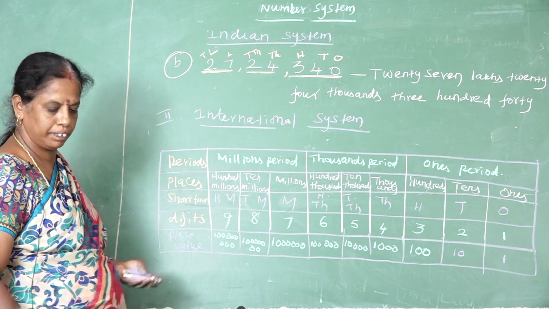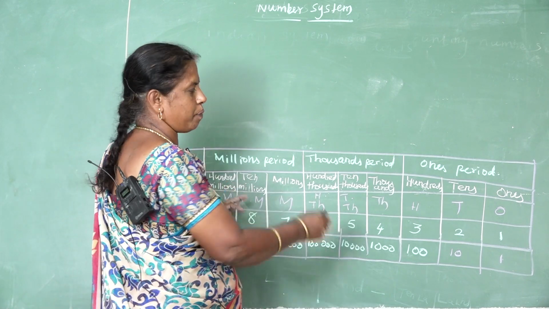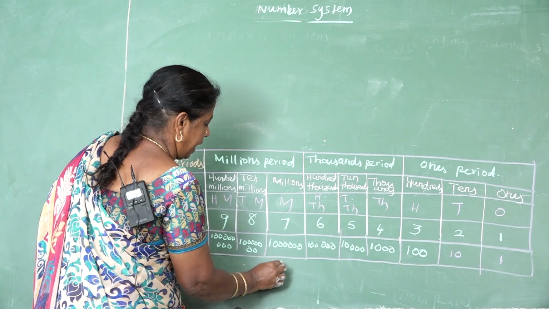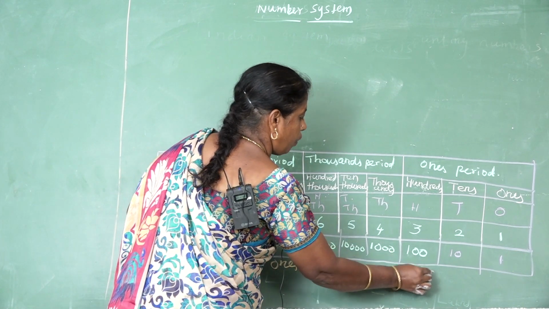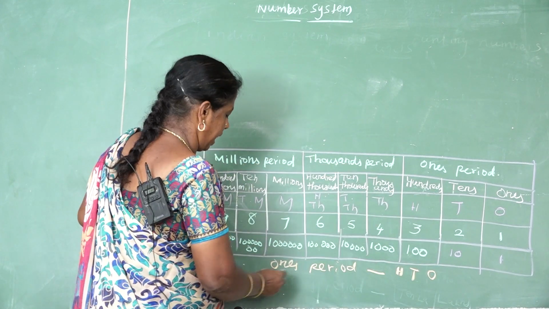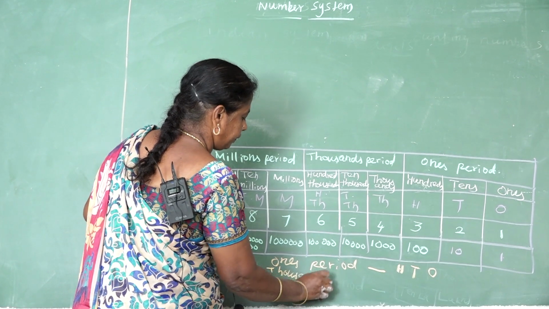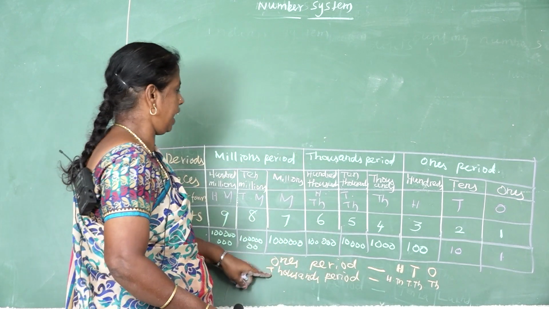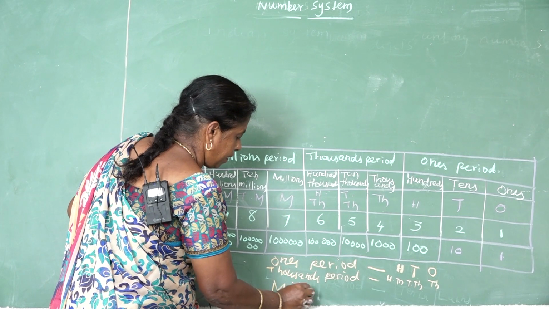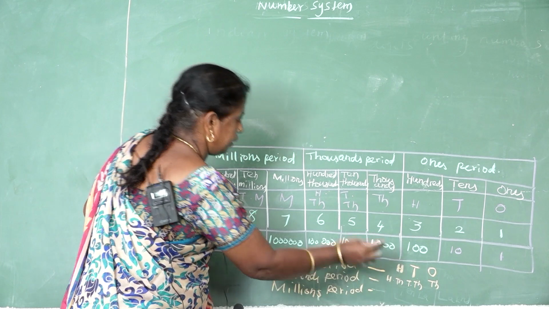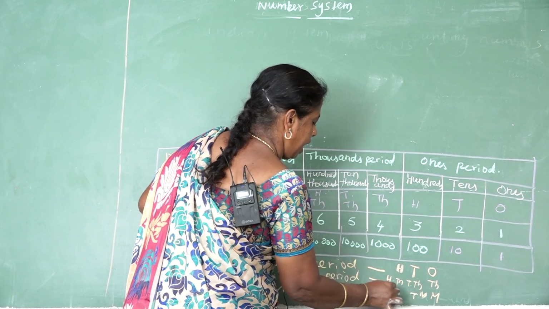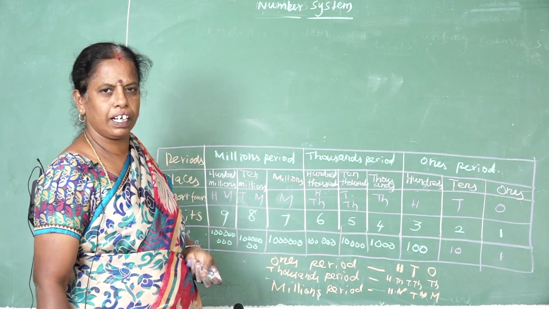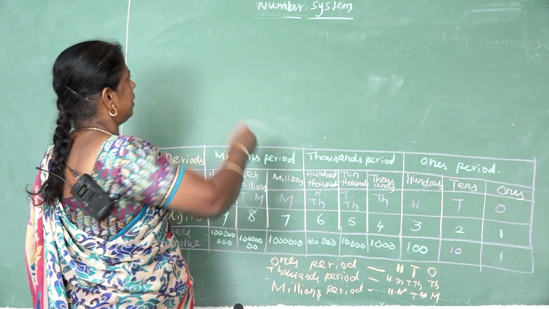Okay, so we see some examples. The international system has three periods: ones period, thousand period, and millions period. The ones period has 1s, 10s, 100s. The thousand period has 1000s, 10,000s, 100,000s. The millions period has millions, 10 millions, 100 millions. So the international system has three periods. Let us see some examples using the international system. Okay students, come on. I write some number.